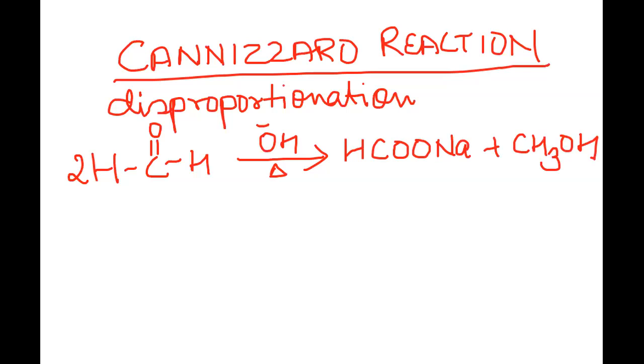That is, one will form an alcohol, the other one is going to form an acidic group. Since we are using NaOH, the acid will react with NaOH, and what you are actually getting is sodium formate. Now this can also occur with benzaldehyde.